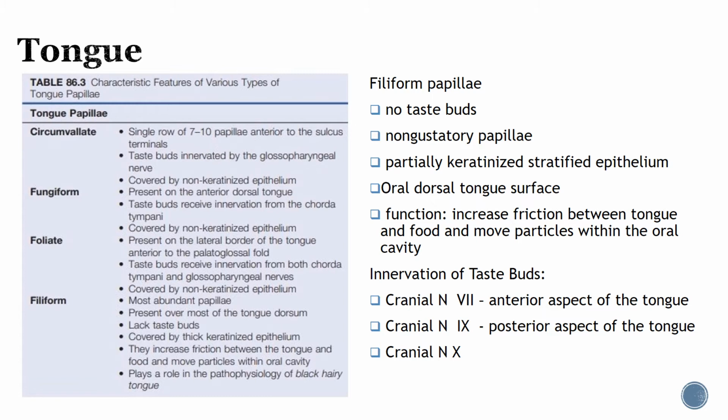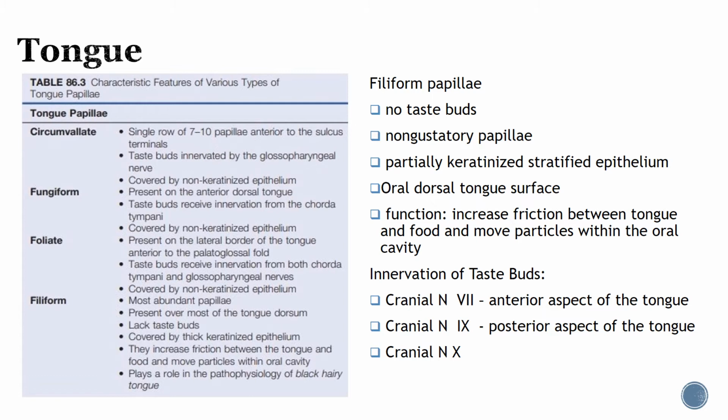Your filiform papilla are covered by partially keratinized stratified epithelium, and they are distributed over most of the oral dorsal tongue surface. Their function is to increase friction between the tongue and food and move particles within the oral cavity. The innervation of all taste buds is via 3 cranial nerves: 7, 9, and 10.